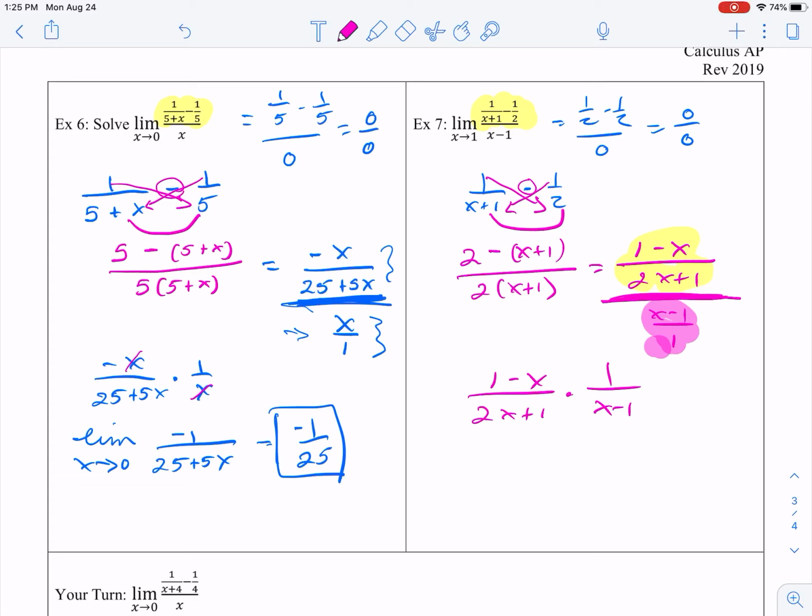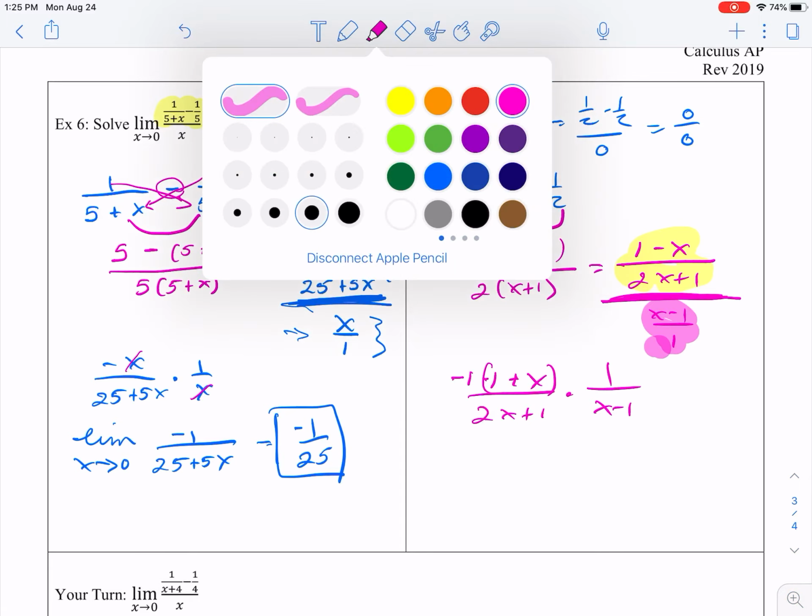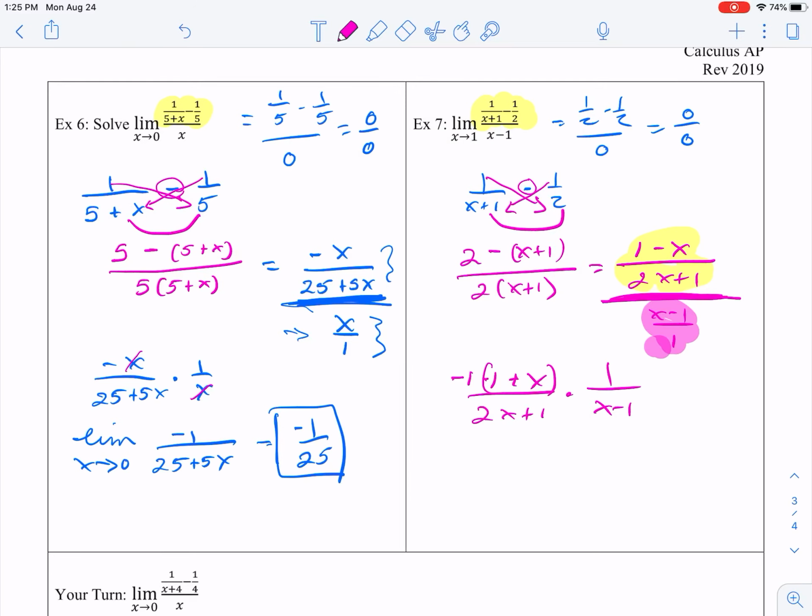You know, wait, I can't cross those out. Well, factor the negative 1 out of here. And this becomes negative 1 plus x. All I did was factor out the negative 1. I switched colors on you. So let's switch to green and be all different. So those cross out. So now I'm going to take the limit as x goes to 1 of negative 1 over 2x plus 1. And you plug in 1 and you get negative 1 over 3.